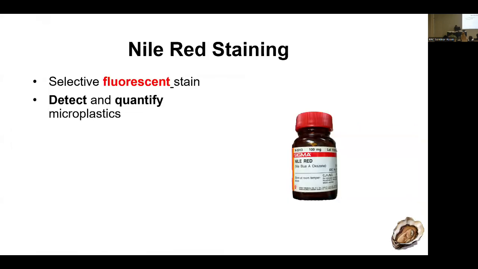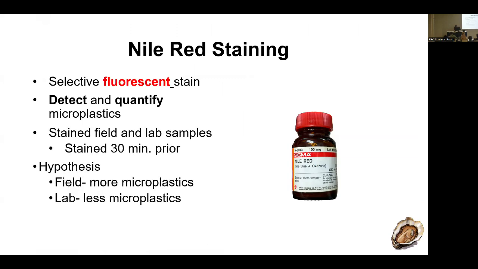So this is my first type of staining. I did about 4 types of staining. I did the Nile red staining first, and this is a fluorescent stain. This was specifically to detect and quantify the microplastics. I just wanted to see how many microplastics were in the tissue.